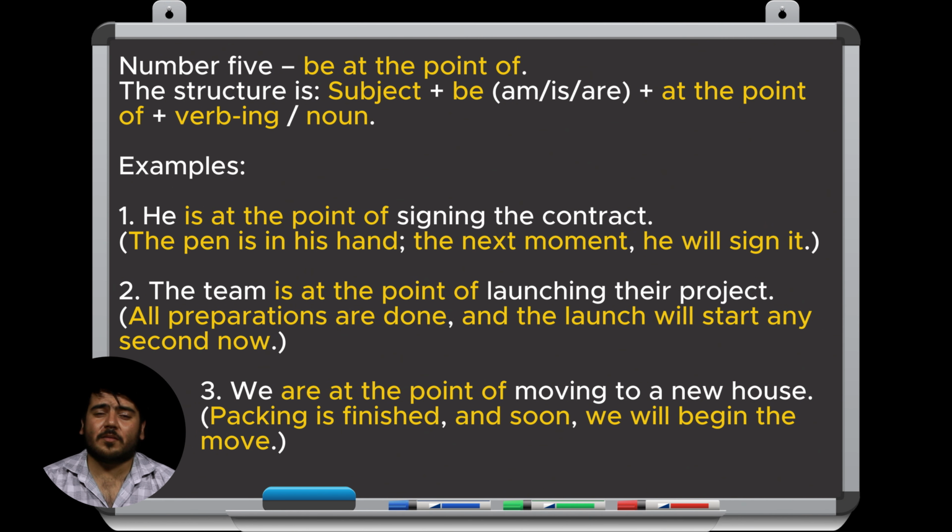Number 5, be at the point of. The structure: subject plus be plus at the point of plus the -ing form of a verb. Examples: He is at the point of signing the contract. The pen is in his hand, the next moment he'll sign it.